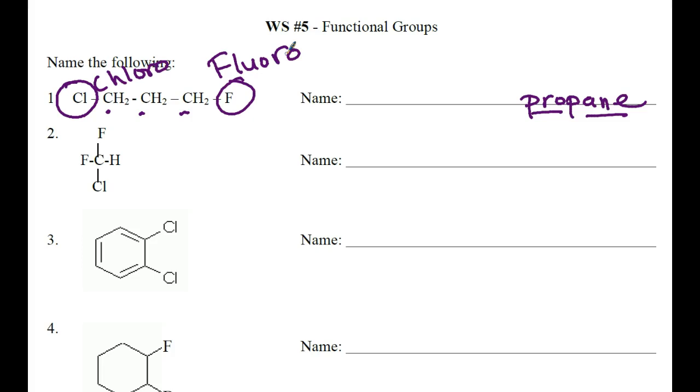And let's alphabetize those. Chloro would go first, and fluoro would go second. So let's call that one the first carbon, the second carbon, the third carbon. So we get numbers and alphabetizing in fantastic order. So 1-chloro-3-fluoropropane.